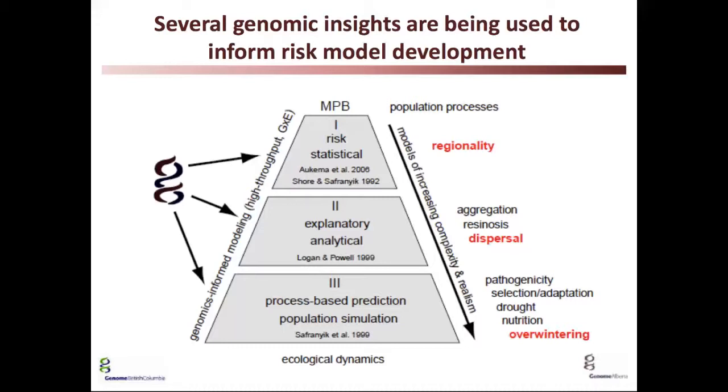So here's the teaser. A number of the different parameters and insights that we've gained from the genomic studies that I've talked about at this point can really inform the modeling process, whether it's through resinosis or dispersal, selection, or adaptation. We didn't talk about nutrition, but we have data on that as well. The notion of overwintering. These data might be able to feed directly into models, or they might be able to say these parameters are important in the modeling process.